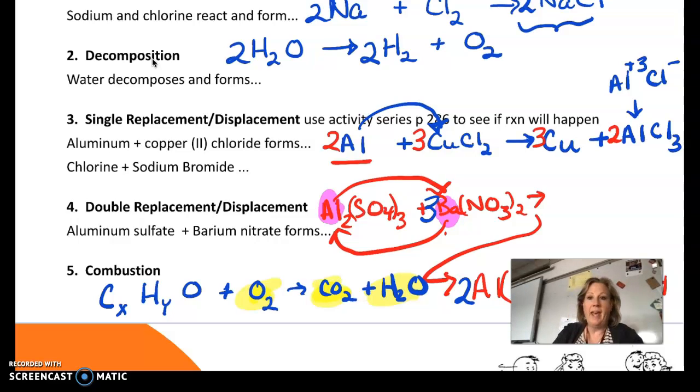So that is just an introduction to types of reactions and predicting products.